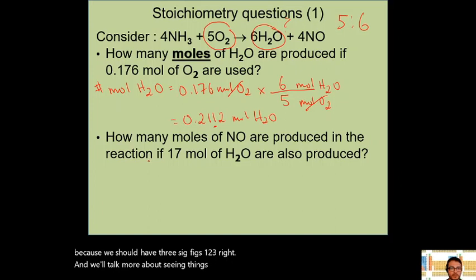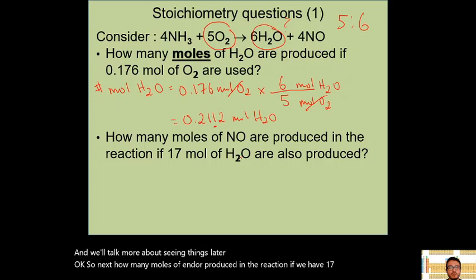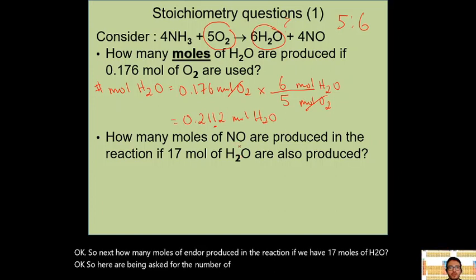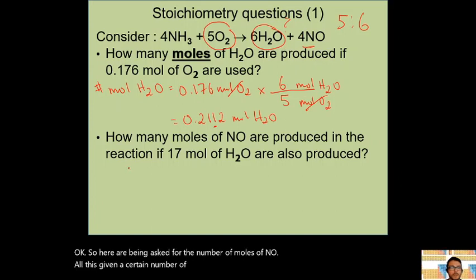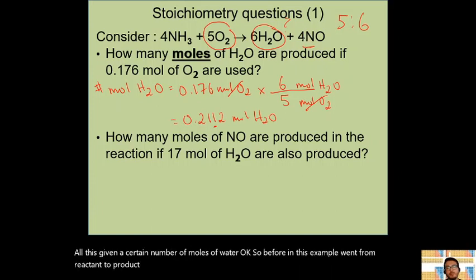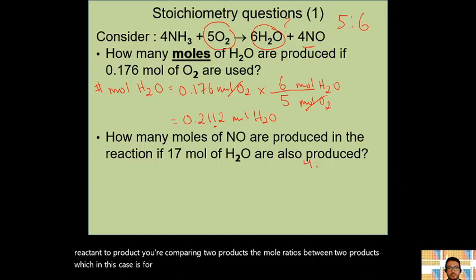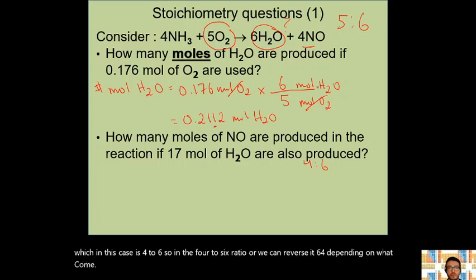Okay, so next, how many moles of NO are produced in the reaction if we have 17 moles of H2O? Here we're being asked for the number of moles of NO, given a certain number of moles of water. Before, in this example, we went from reactant to product. Here we're comparing 2 products, the mole ratios between 2 products, which in this case is 4 to 6. So in the 4 to 6 ratio, or we can reverse it 6 to 4, depending on what conversion factor we need and where we need to place those units.